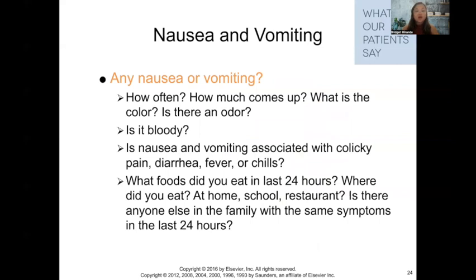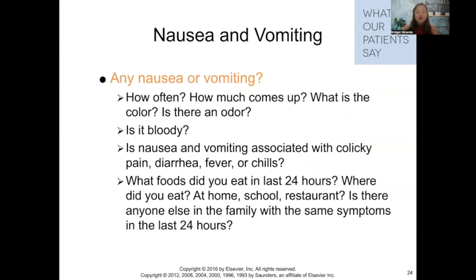Specifically with our complaint or symptom of nausea and vomiting, you're going to ask how often this occurs and what time of day this occurs. What is the quality and the characteristic of the vomiting? How much is actually coming up? Is it partially digested? Is it bloody? Do you feel colicky and uncomfortable with your pain with vomiting?